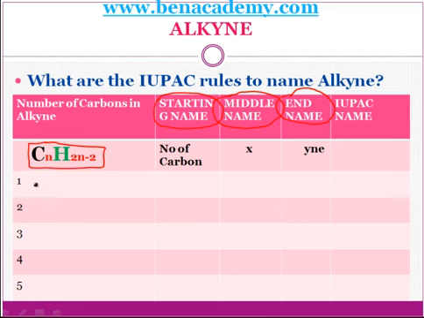Therefore, if the number of carbons is 1, then the formula will be C1H(2 into 1 is 2, 2 minus 2 is 0), C1H0. Therefore, there is no alkyne with only one carbon atom.